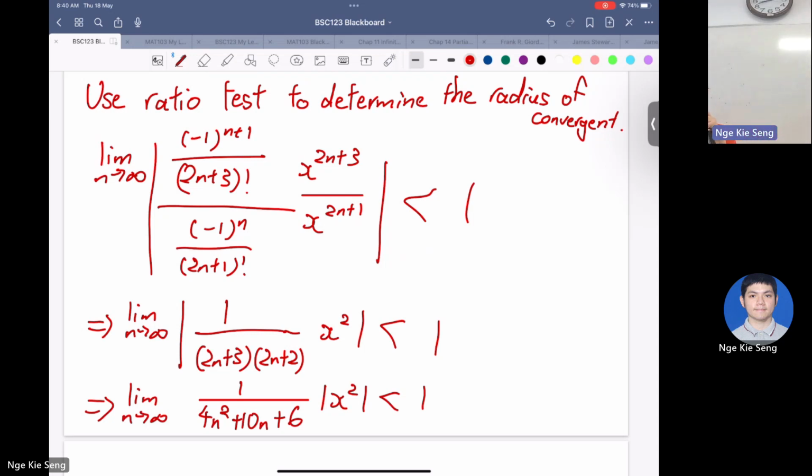Zero, right? Okay, 0. So what does it mean by 0 times every x less than 1? What's 0? Okay, let me write down first. Let me write out this equation here: 0 times any x is less than 1. So what does this imply?